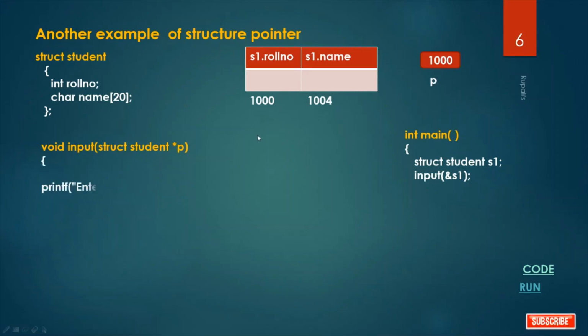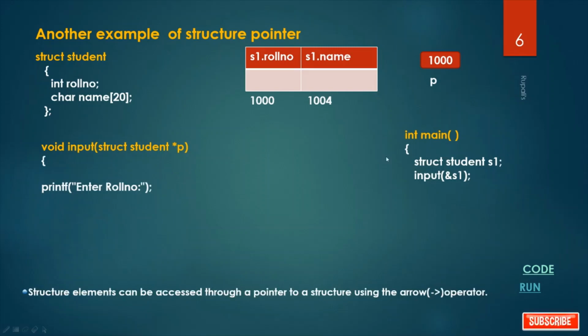Now here I am taking the value for roll number, enter roll number. A structure element can be accessed through a pointer to a structure using the arrow operator. We already learned this. If you want to access roll number through a pointer, you have to write p arrow roll number. If you want to access it by s1, then you have to write s1 dot roll number. But here you want to access through the pointer, so you have to write p1 arrow roll number.